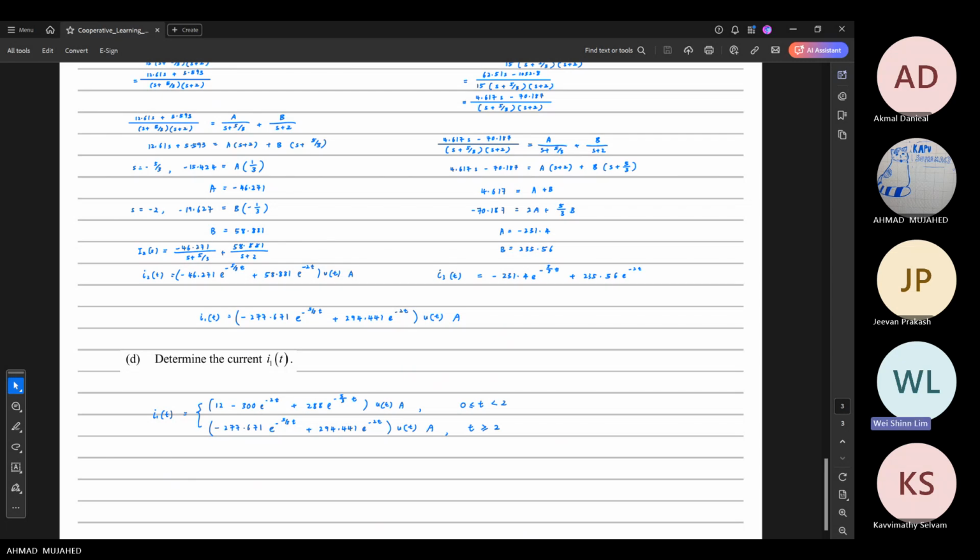Then for part B, they want us to determine the current I1. Then from here, you can see the two equations obtained earlier, for t between 0 and 2 and t greater than 2. That's all from me. Thank you. Do you all have any questions? No question. All good.